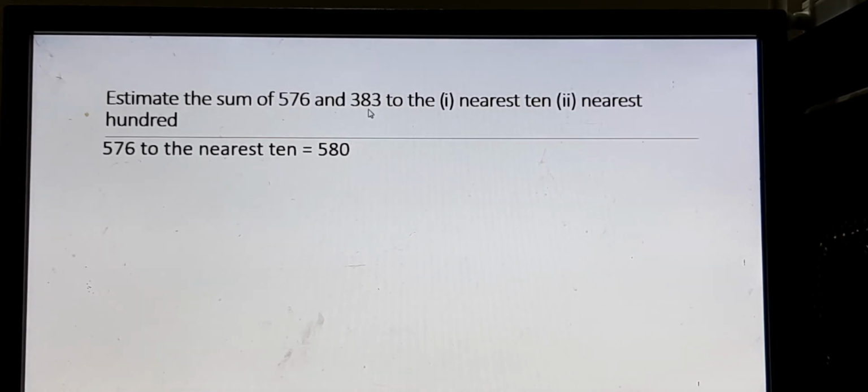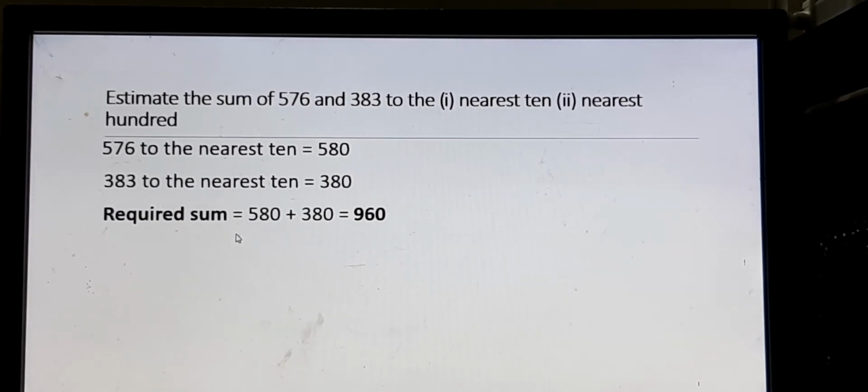Okay. Look at this one, 383. So what is there at the units place? 3. Poor man. So it will just go, say bye bye and go. So we get 380. Okay. Now what we have to do? Sum. So add. So 580 plus 380 is 960. So we got the answer.